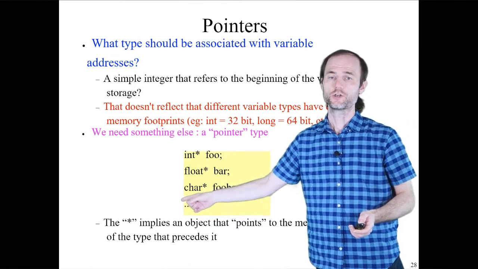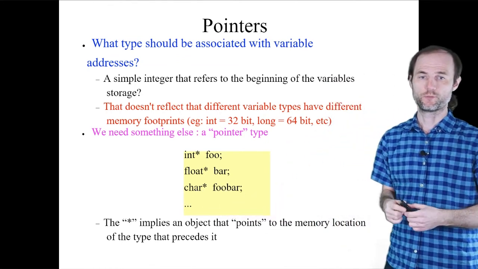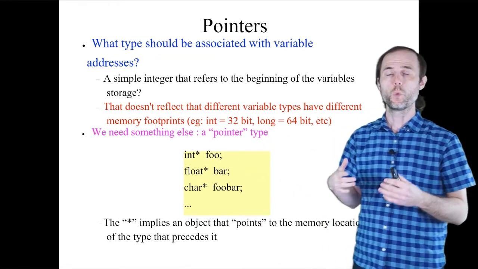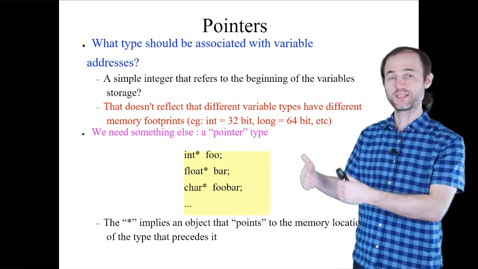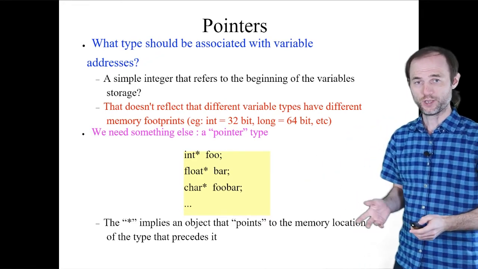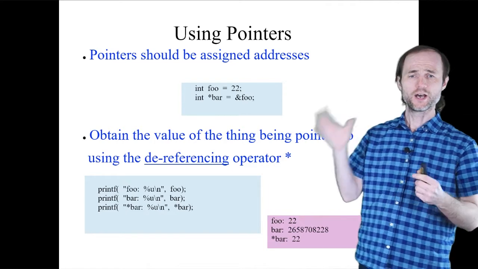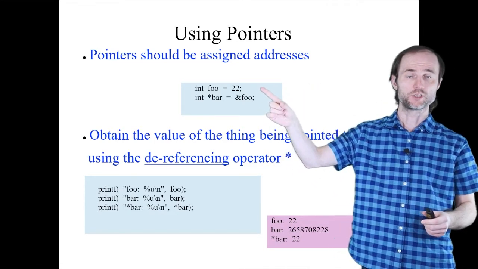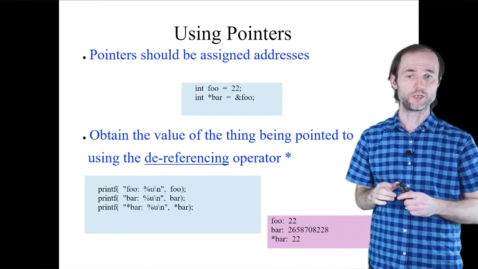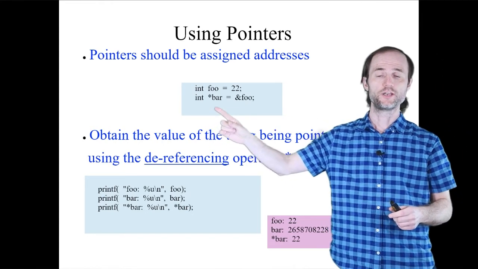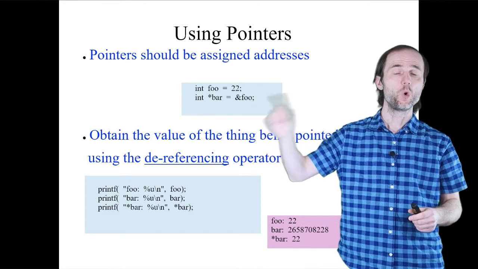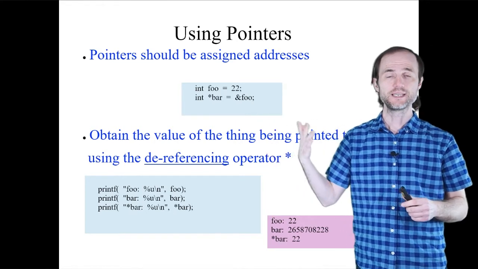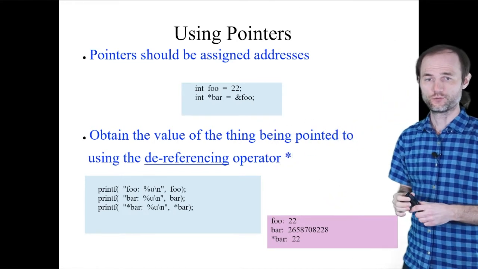So star here implies an object that points to the memory location. So if foo is a pointer, star foo will be the value that's sitting at the location that's pointed to by foo. So how do we use pointers? Here is a simple example. Let's define a variable foo equal to 22, and then we will define a pointer bar that points to the location of foo. Ampersand foo is the address of the location of foo.